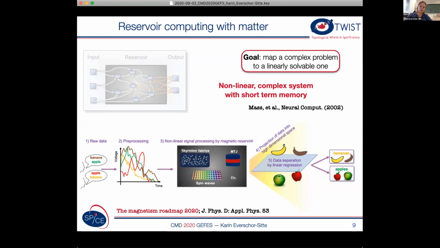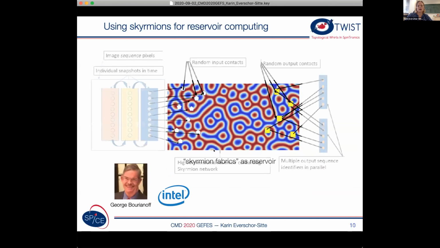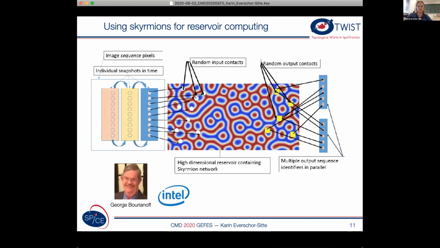And now the question is, what can you actually put here? There was early work by Maass et al., where they said you can put any nonlinear complex system with short-term memory. Our suggestion a couple of years ago, and by our, I mean George Bourianoff, who at that time worked for Intel and is now retired, was to use skyrmion fabrics as a reservoir. Here the idea is to have a complex magnetic pattern and then to apply contacts to this magnetic pattern. There you can feed in different voltage signals, and you can also read out the voltage signals.